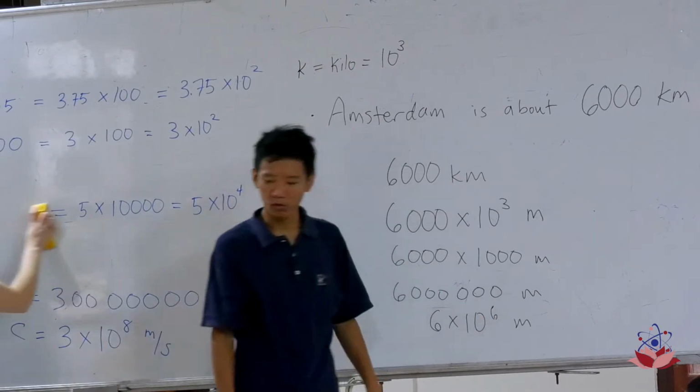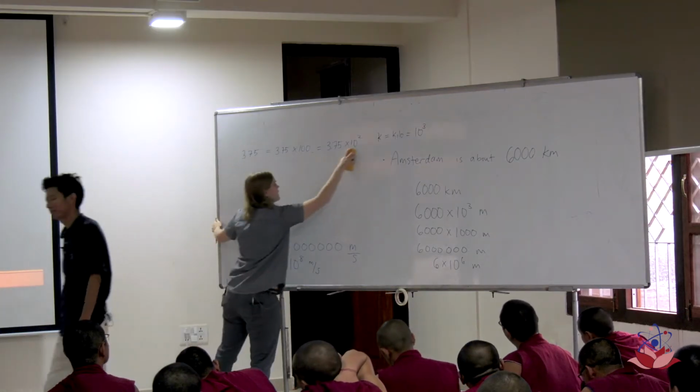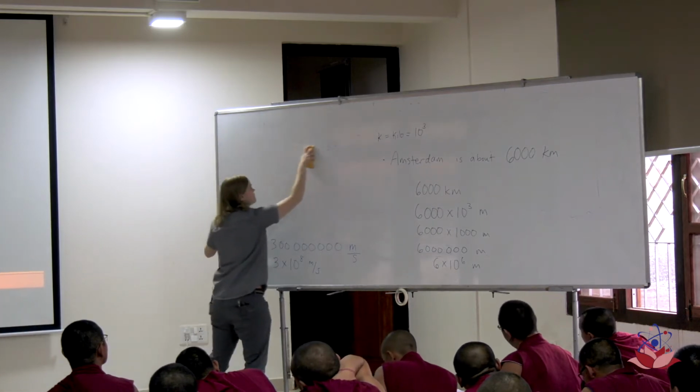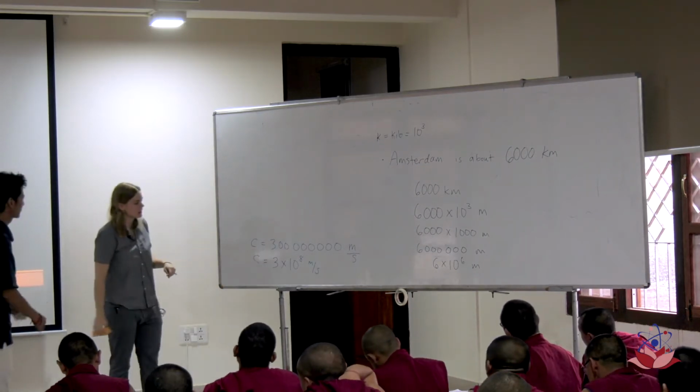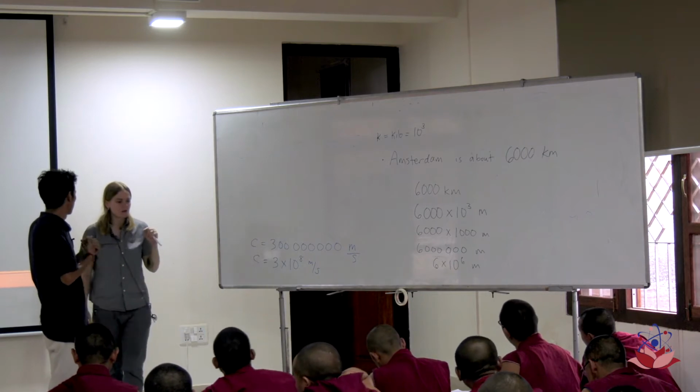All right, so we're almost done. Now what we want to do is we want to calculate the time it takes for light to get from here to Amsterdam.